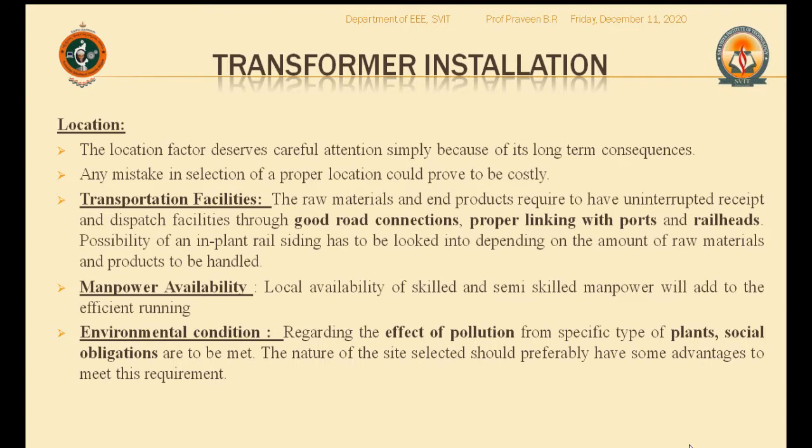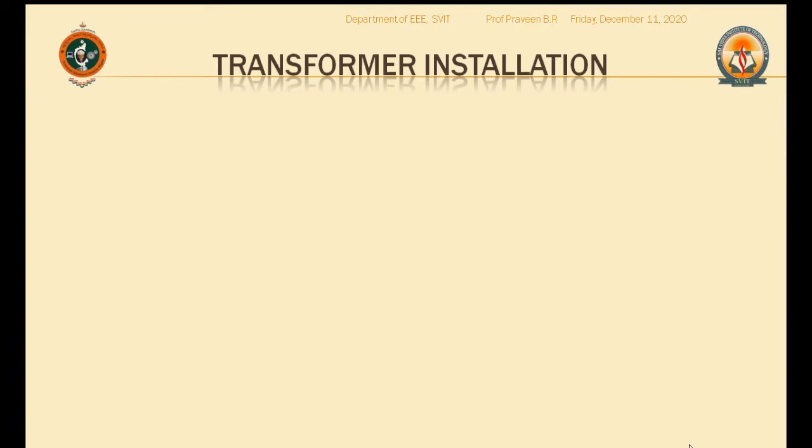So under location, we have 3 points which I have to mention. One is the transportation facility, one is the manpower availability, and the third one is the environmental condition. The next point which is important for the installation is the preparation of the site. What is important in the preparation of the site?